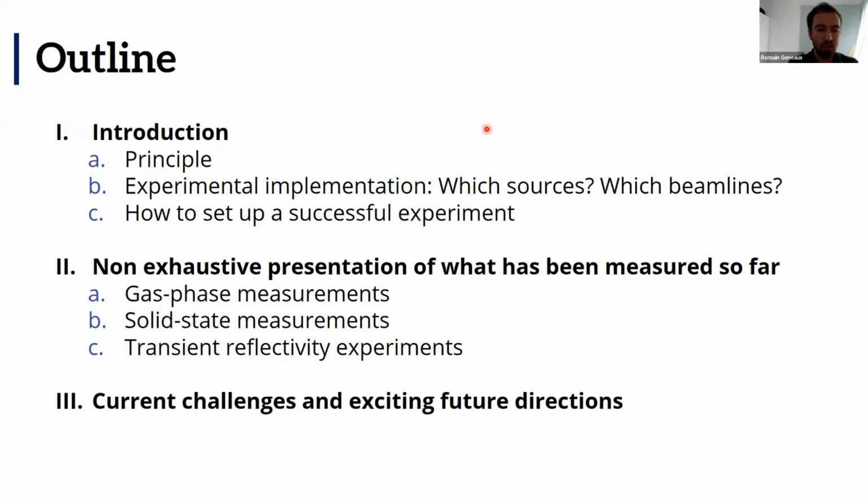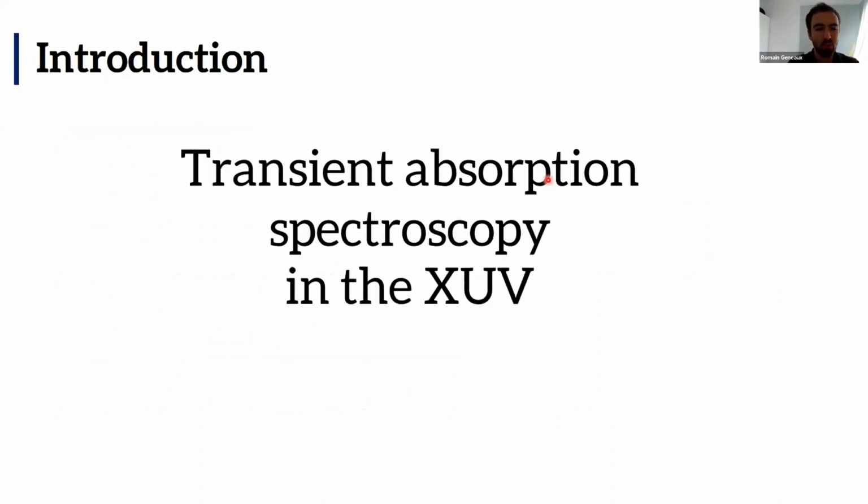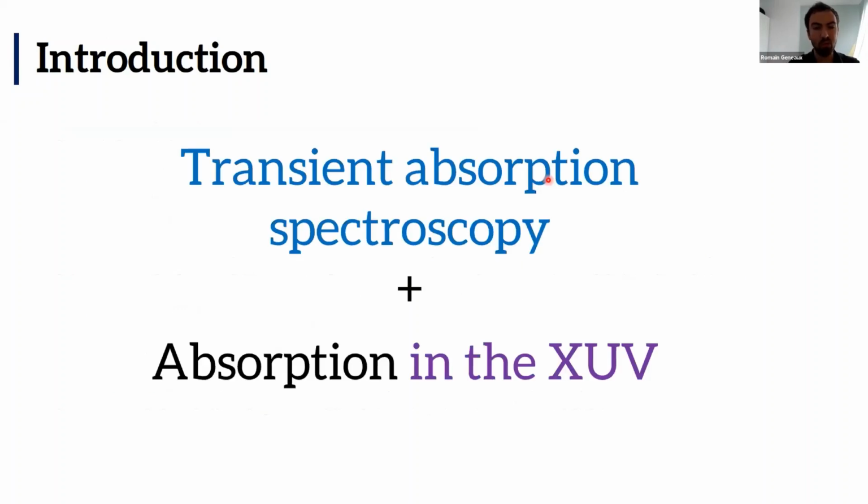So going back to the title and the name of the technique, you can separate the name of this technique in two. I like to do it this way. The first part is transient absorption spectroscopy, which is something that's not only done with attosecond pulses. It's something that's done with visible pulses, with picosecond, nanosecond pulses. So it's a very general technique. So I want to talk about this first. And then in the second part, I will talk about what's specific about measuring the absorption in the XUV.